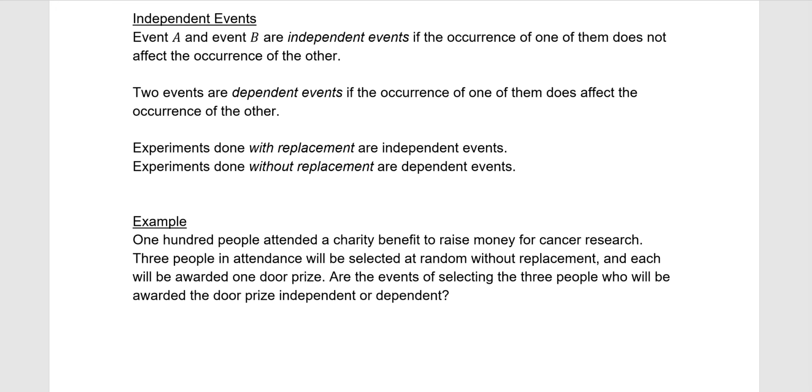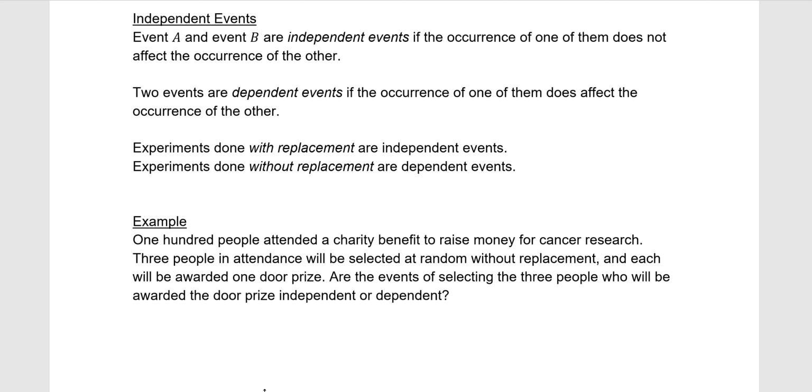And for this last thing here, we have independent events. Event A and event B are independent if the occurrence of one of them does not affect the occurrence of the other one. And conversely, 2 events are dependent events if the occurrence of one of them does affect the occurrence of the other one. So something that we've already done is experiments with replacement or without replacement. Experiments done with replacement are independent events. Experiments done without replacement are dependent events.